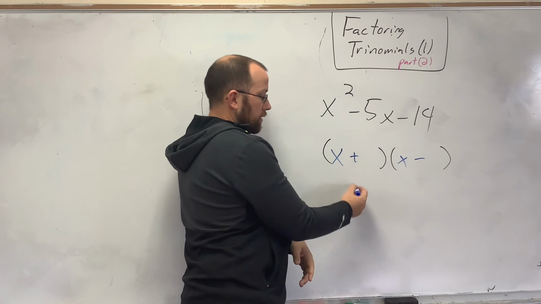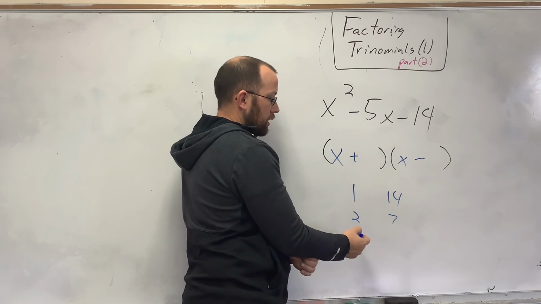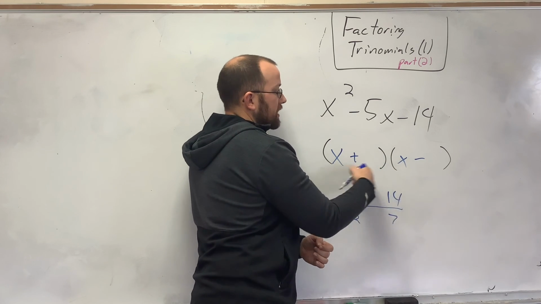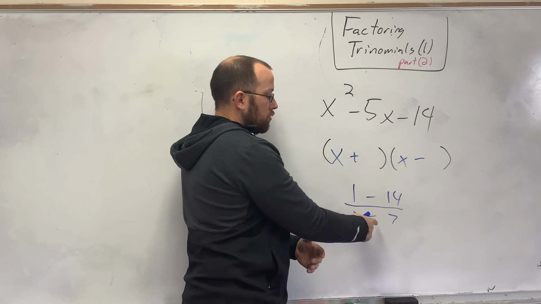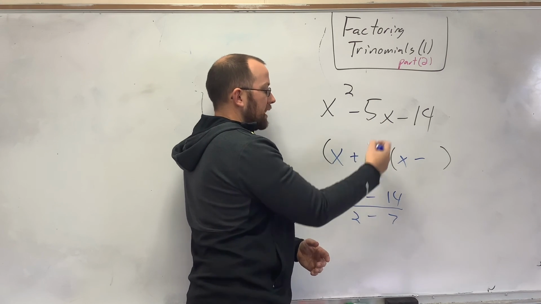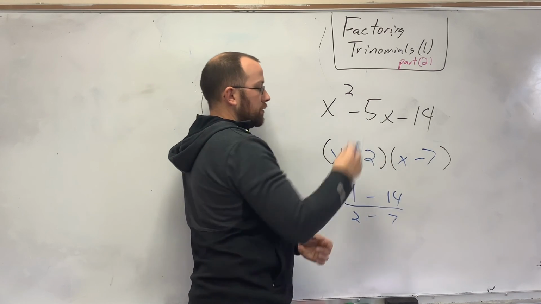All right, so then 1 and 14, 2 and 7, and that's it. Since I have a positive and a negative, just subtract them. 2 minus 7 gives me negative 5. So my larger number has to be 7, and my smaller is 2.